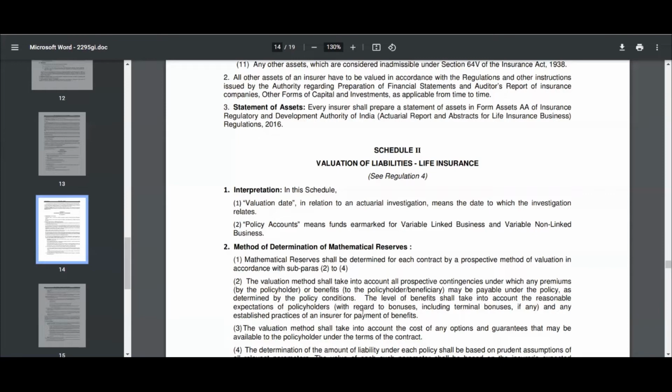Then the reserve should also consist of margins for adverse deviation, which should depend on the confidence level of the expected experience, and that should result in an increase in the reserve. This term, increase in the reserve, is very important. Also, the term will depend on the expected experience and the confidence level of the expected experience.